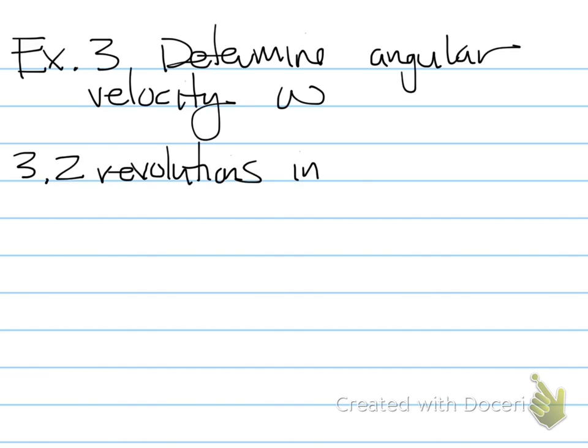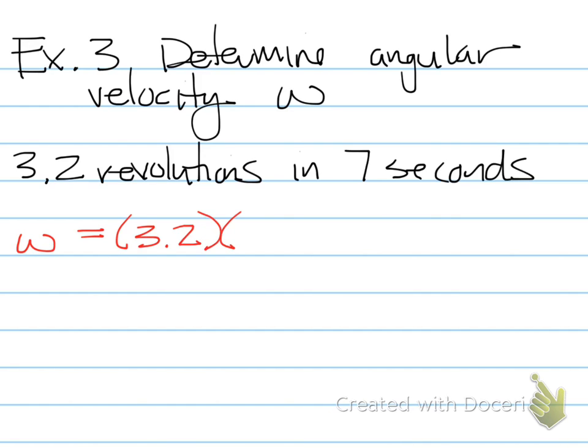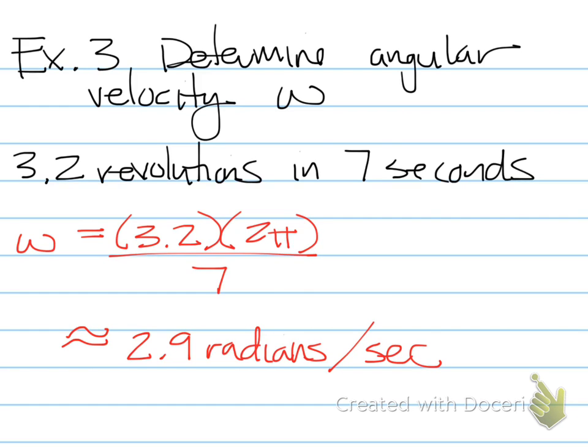Now to determine the angular velocity, omega, we're going to first determine what the angular displacement is. So we're going to multiply the 3.2 times 2 pi. So the angular displacement is 3.2 times 2 pi. And then we're going to divide that by the time, 7 seconds. When we multiply the numerator and then divide by the denominator, we get approximately 2.9 radians per second.